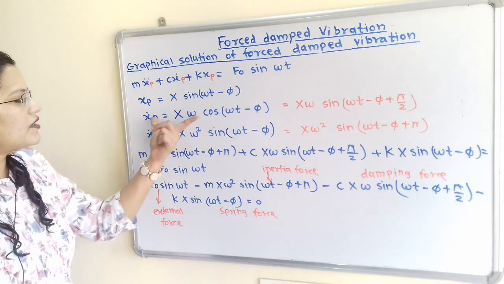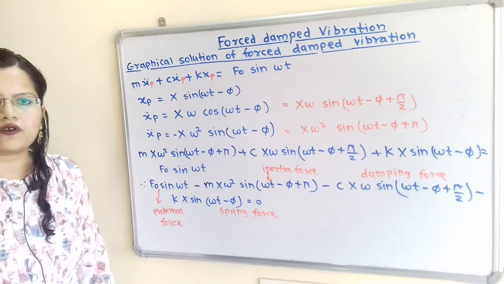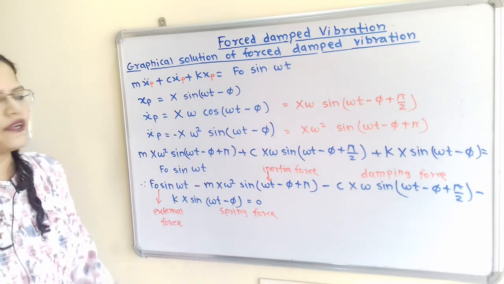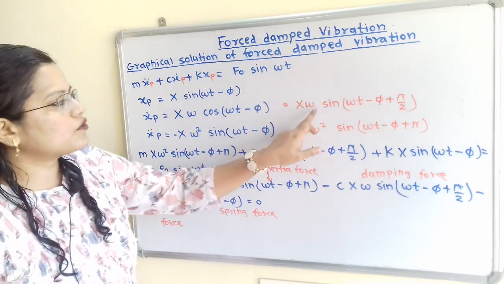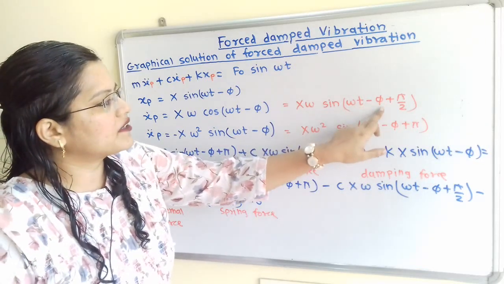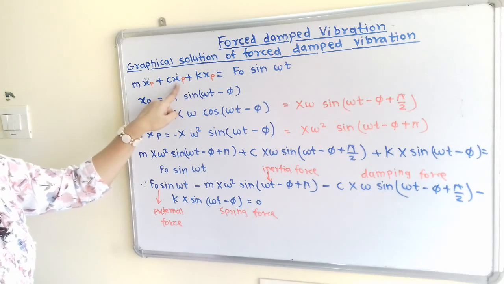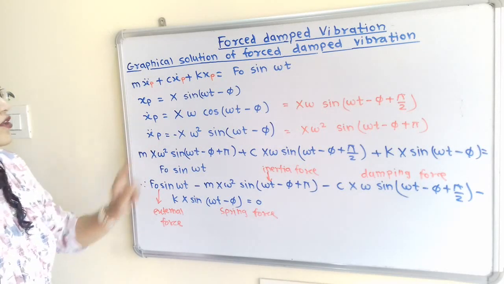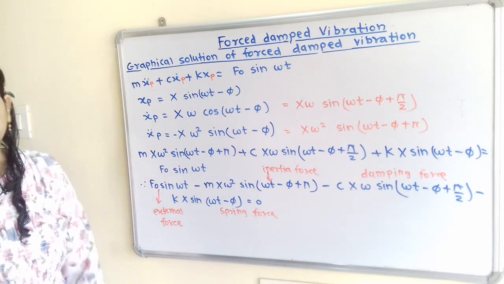Now we will convert this term in terms of sine, because this equation is in terms of cos. So how to convert? For this angle, when we add pi by 2, then this cos will convert into sine. So x dot p is equal to x omega sine of omega t minus phi plus pi by 2. Now put the value of x dot p here. Now we will move to calculate x double dot p. So again differentiate this second equation with respect to time t.